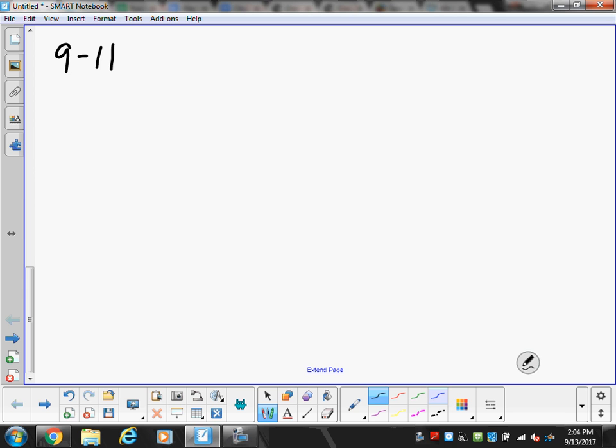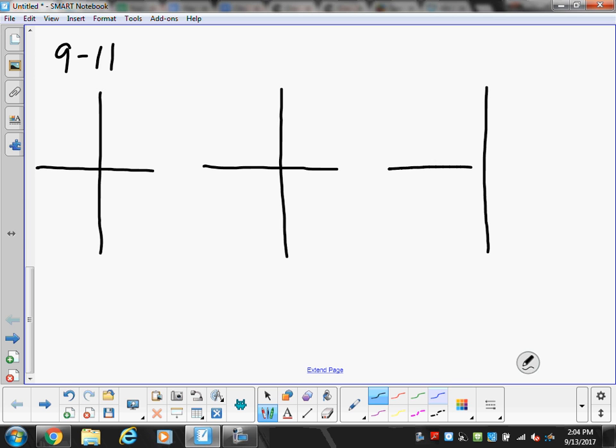Okay, for each one, 9, 10, 11, you're going to draw a y-axis and an x-axis. So you'll just have 3 of them right there. They do not need to be big. You're just going to draw 3 coordinate grids real quick. The next step you're going to do in all of them is go to the origin. You're going to put a little dot.